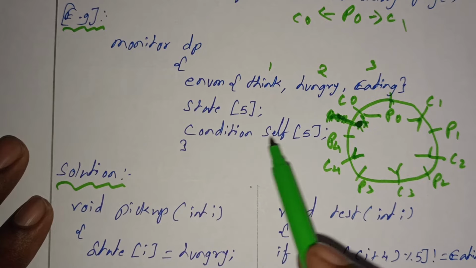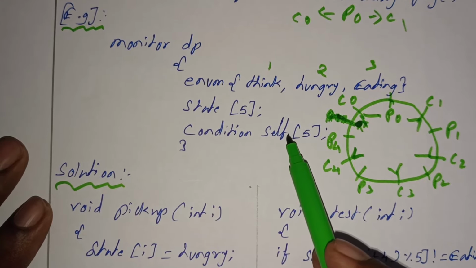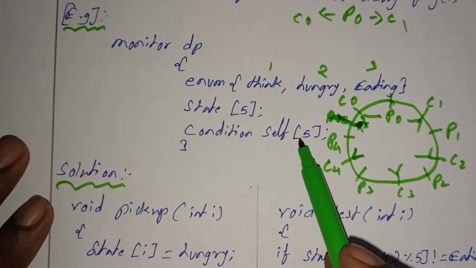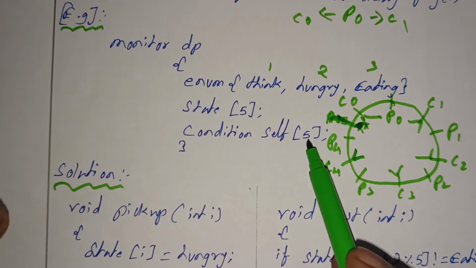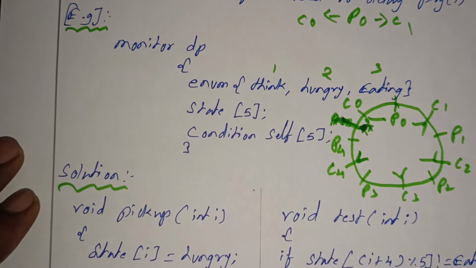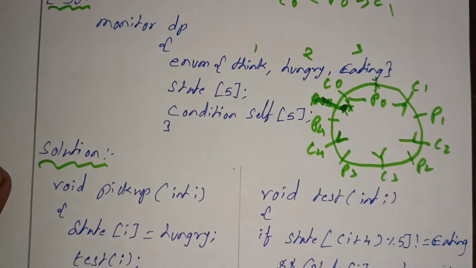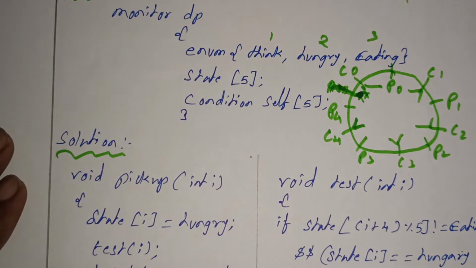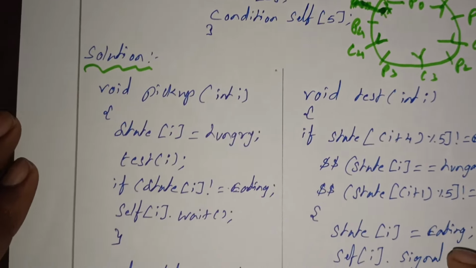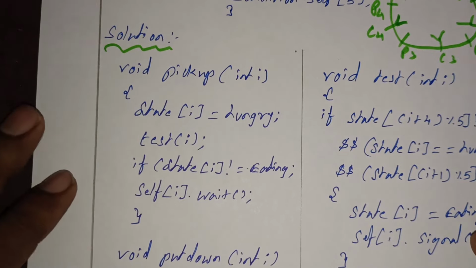The condition self, as I told you already, is used to delay the philosopher when the philosopher is hungry but unable to obtain the chopsticks. I have drawn this diagram for your understanding of how this pickup and drop actually works. Let me take you to the solution part.